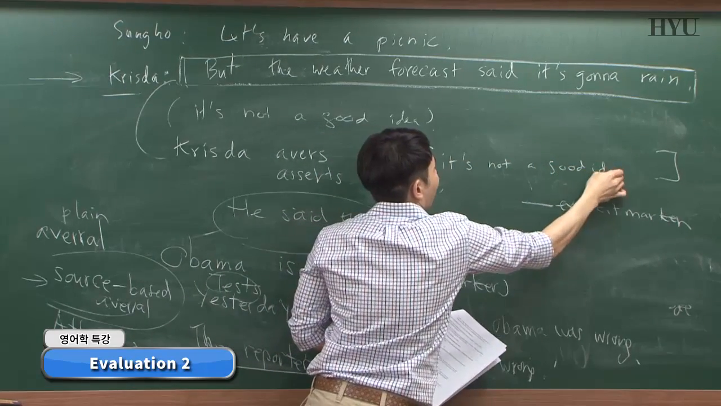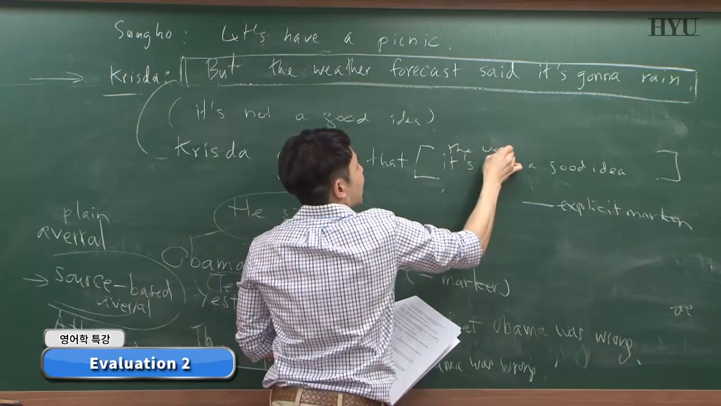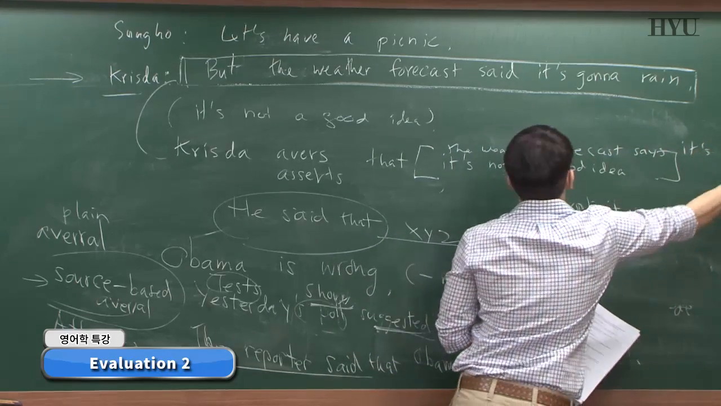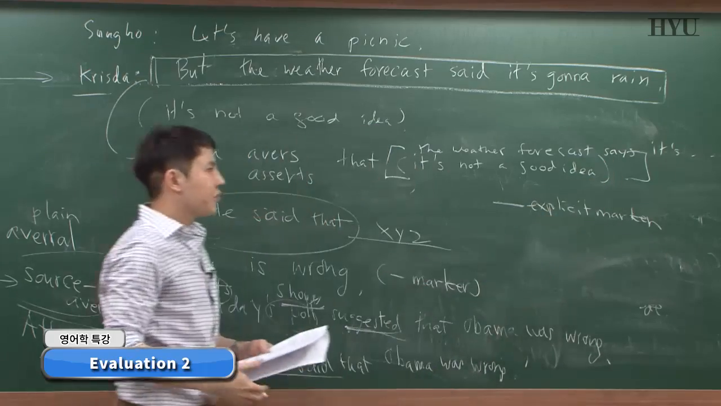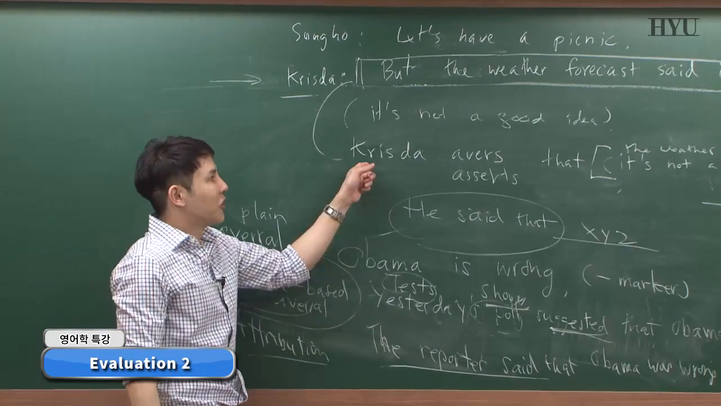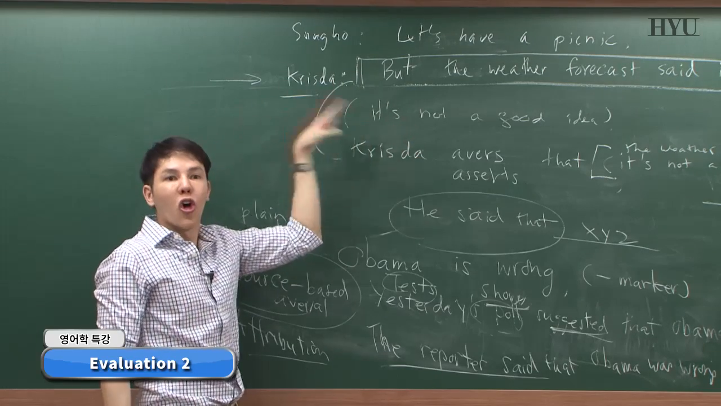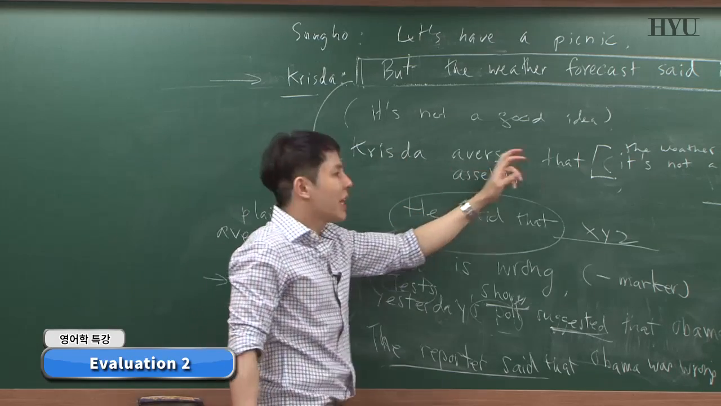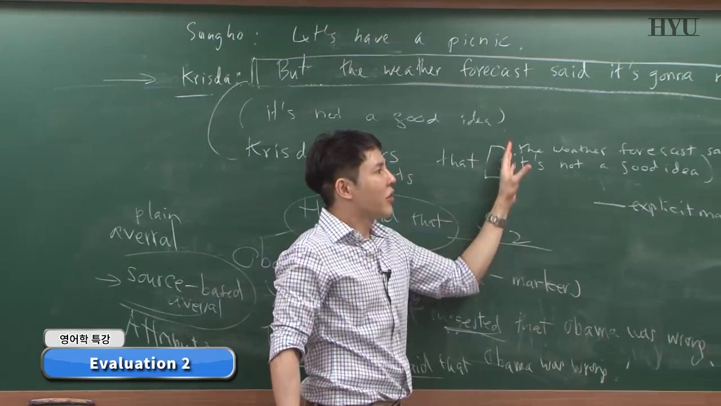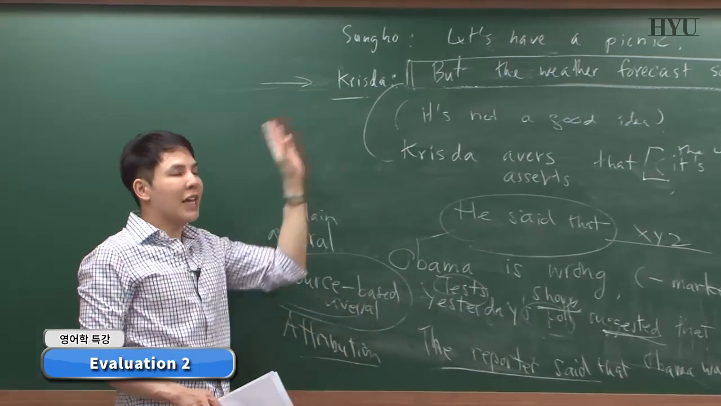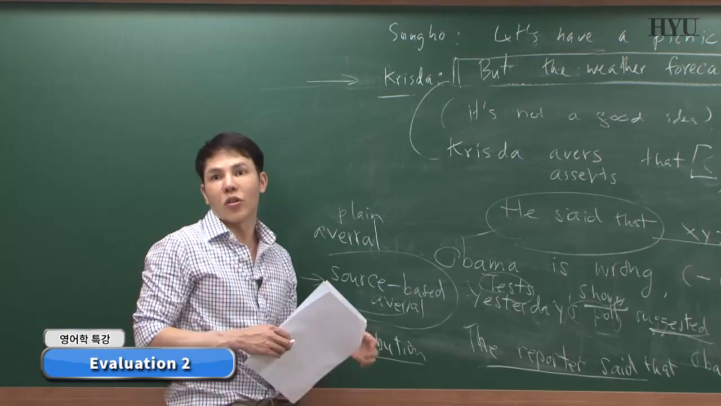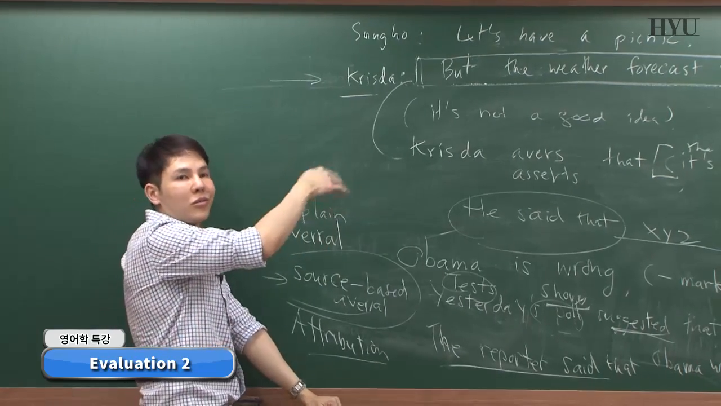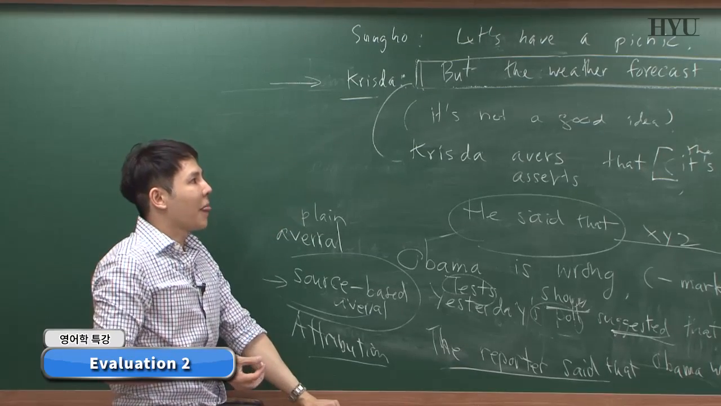Or Krista avers that the weather forecast says it's gonna rain. Right? So this is the meaning, it's not a good idea. So it's an avowal sentence. As a whole, it's an avowal sentence because Krista makes that statement and Krista asserts, Krista claims that it's not a good idea. In other words, the weather forecast said it's gonna rain. So the statement as a whole is an avowal, okay? Because Krista makes that statement, and it's Krista's idea of refusing his invitation, like that. So that's on one level.